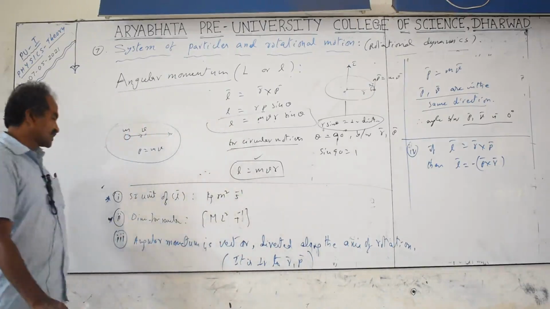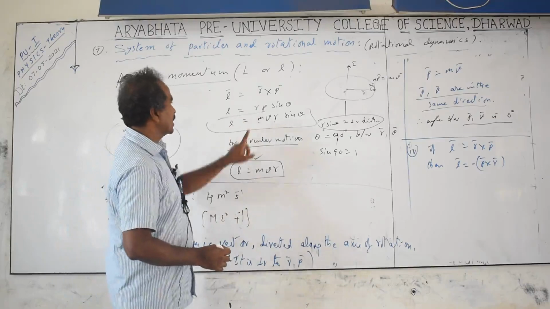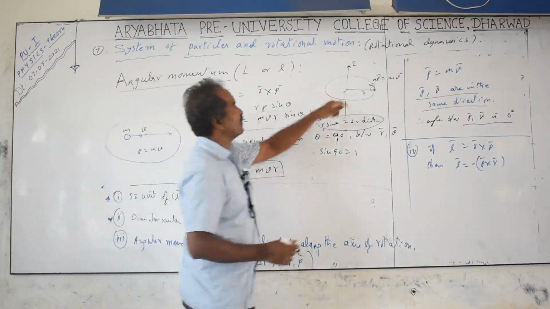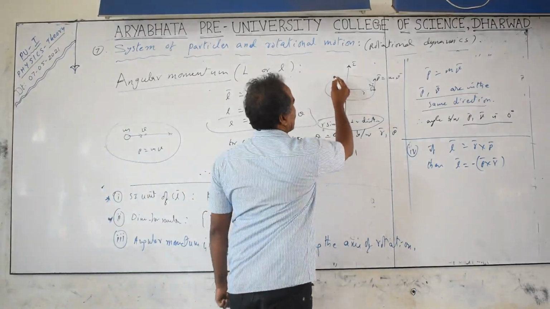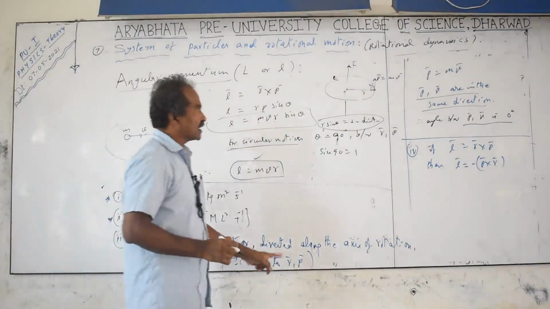That is the dimension formula. Next, angular momentum is a vector. What is its direction now? It is perpendicular to R and P, so that can be found with the help of the right hand thumb rule. It acts along the axis of rotation, and it is perpendicular to both R and the momentum P.